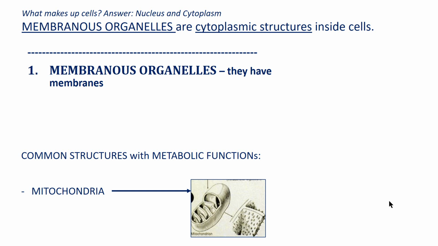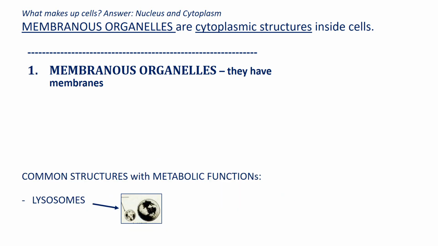There's mitochondria. Remember the powerhouse? Mitochondria produce energy and it also produces body heat. Mitochondria can get up to about 50 degrees Celsius. Our body temperature is 37, right? 50 is kind of hot, as we can see. There's also lysosomes.